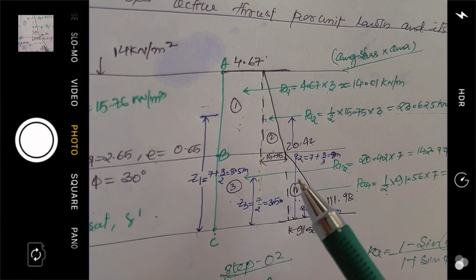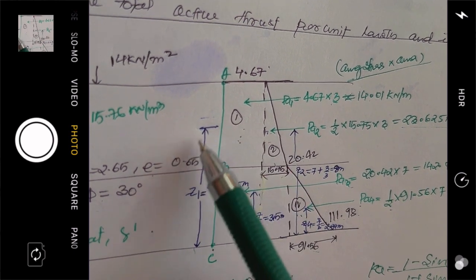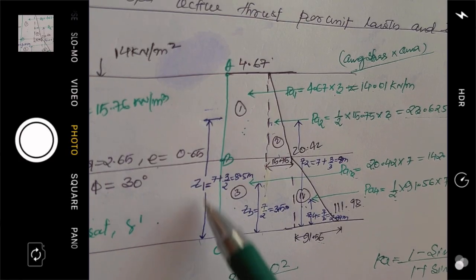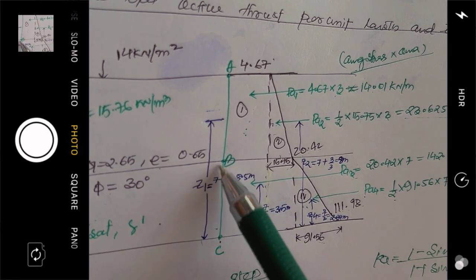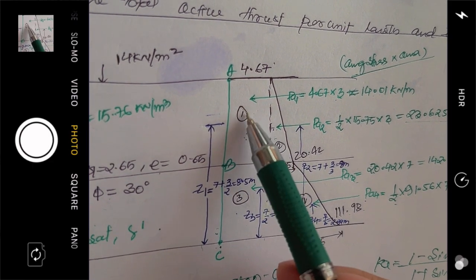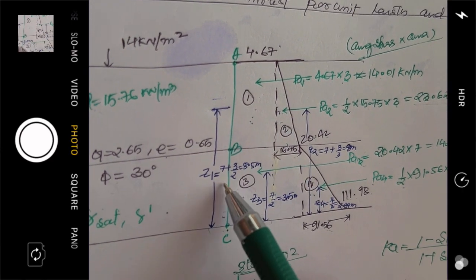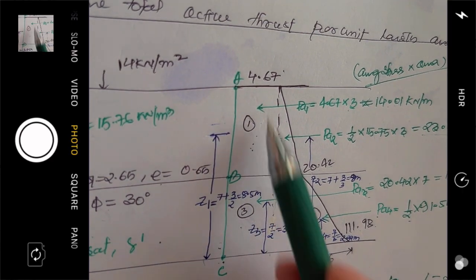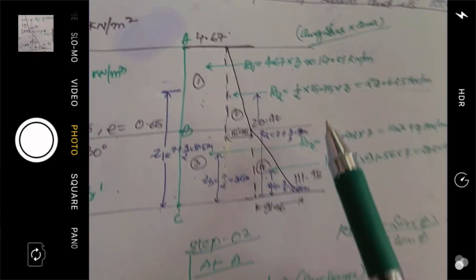And after finding out the PAs, you need to find out the Z in order to find the Z bar. So first we'll see for this figure 1. This is my Z1. Z1 is going to be, this is my 7 meter, and for the rectangle it will act at h by 2. So 7 plus this height 3 divided by 2 is 8.5 meter.